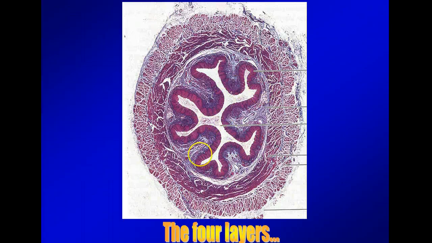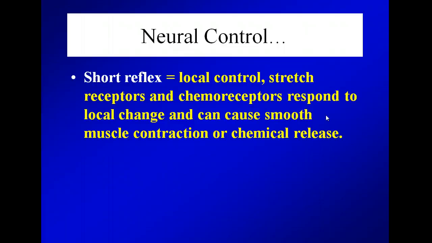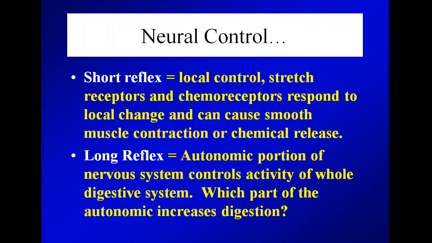And here's a slide, and your slide in the lab is going to look very much like this. So mucosa, submucosa, the muscularis, and then the serosa layer is on the outside. All right, what controls the digestive system? There's nervous control, and we have reflexes. You have a short reflex and a long reflex, and basically they are what they say they are. A short reflex can cause a change very locally. A long reflex can come from part of the brain and initiate a reflex within the digestive system.